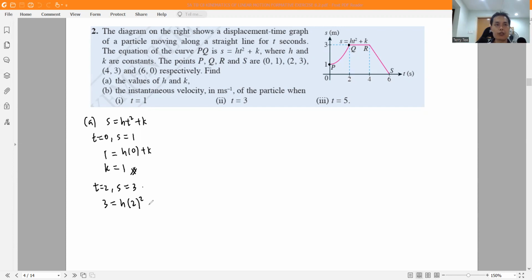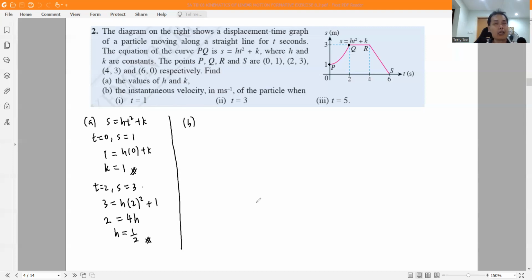t is 2, you got to square it. Your k, we know, is already 1. So let's bring this over. This is 3 minus 1, which gives us 2. 2 squared is 4, so you get 4h here. So h is 2 divided by 4, which is 1 over 2. So I've got the value of h and k.